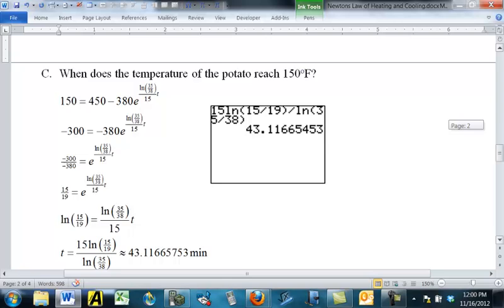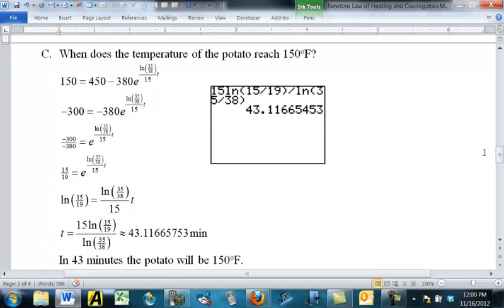We could do that. We can also do it algebraically. Again, we're just plugging in 150 for the capital T, the temperature. Okay, subtract 450 and we get negative 300. Negative 300 over 380 reduces to 15/19.